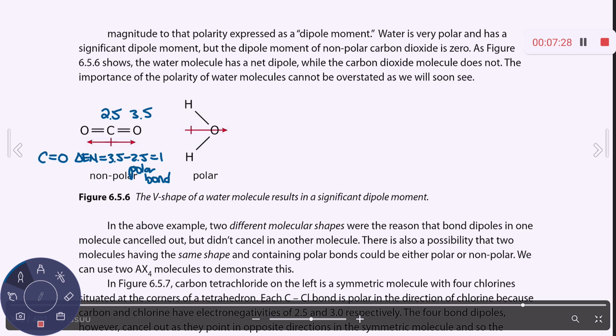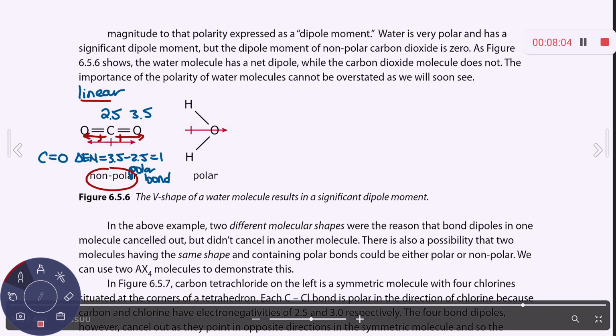You go to the next question. Is this a symmetrical shape? Well, this is AX2, so this is linear. Is linear a symmetrical shape? Yes. Are the same atoms bonded to the central atom? Yes, they are. So what that means is this bond dipole here and this bond dipole here, which comes from polar bonds having unequal sharing of electrons, cancel because linear is a symmetrical shape and I have the same atoms bonded to the central atom, and that makes this a non-polar molecule.